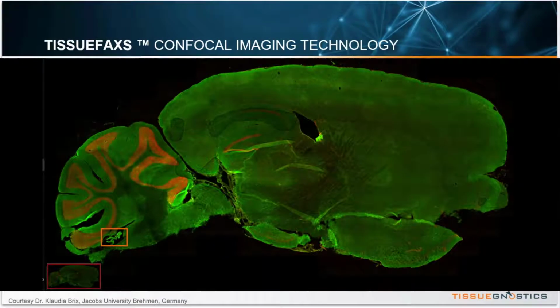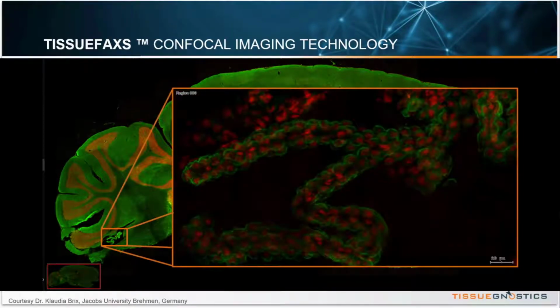I would really like to emphasize that this is whole slide imaging, not just one high power field of view. Again, from another client, Jacobs University in Bremen, a whole mouse brain section, and when we zoom in here on what is called the third ventricle, you can see the high resolution details.